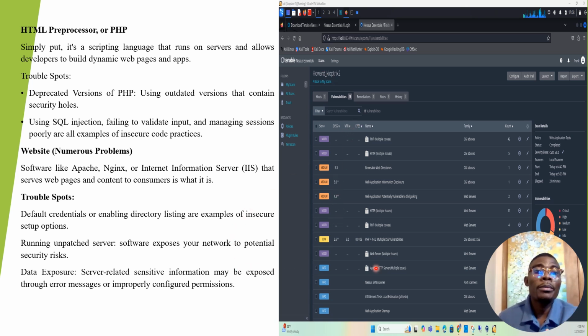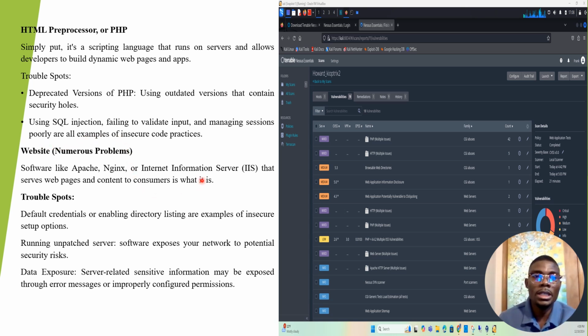Again, we talk about more vulnerabilities. What did we find? These are all vulnerabilities. We see PHP multiple issues. We got HTTP multiple issues. What do those stand for? PHP, simply put, is a scripting language that runs on the server and allows developers to build dynamic web pages and apps, right? So there were issues on this server, and what was the trouble? We got various HTTP and PHP servers using outdated versions that contain security holes. We also discovered that, and then we saw SQL injection.